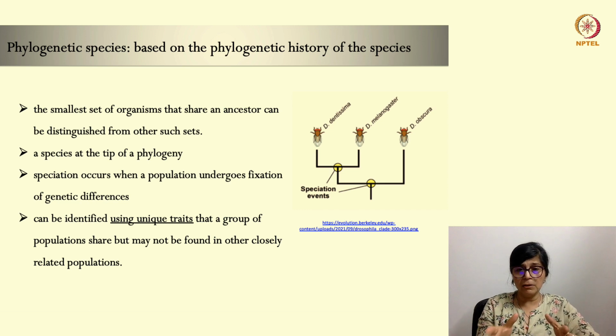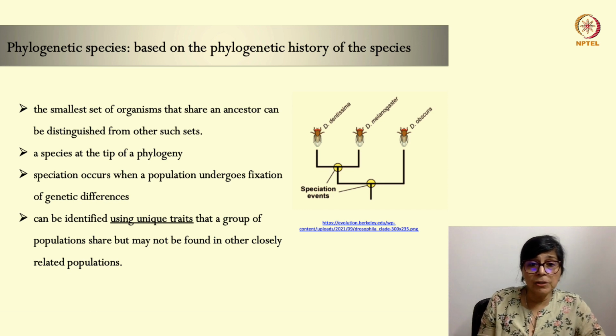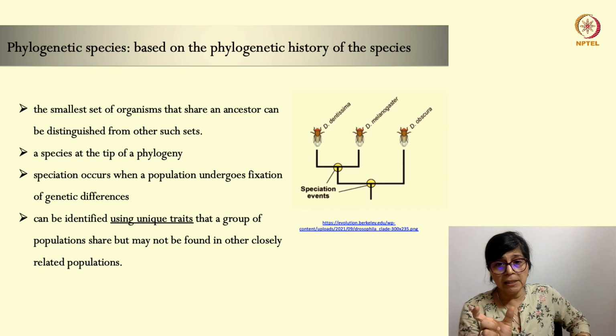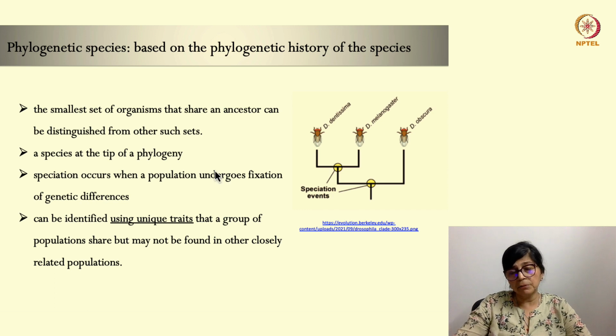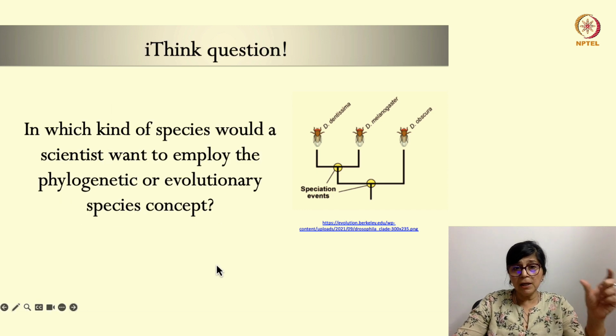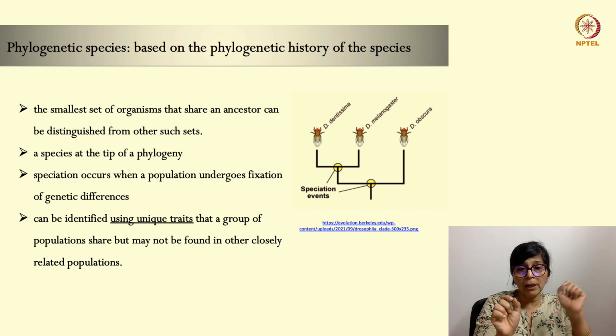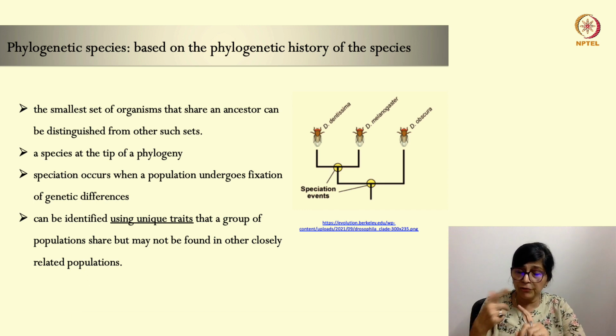So the trait is still not fixed, right? Then it can be identified using unique sets of traits that a group of a population shares but may not be found in other closely related populations. Since we are not talking about only the biology or morphology of a species, here we are concentrating on unique sets of traits.